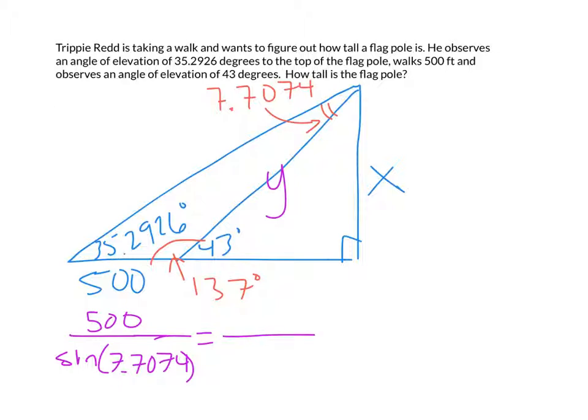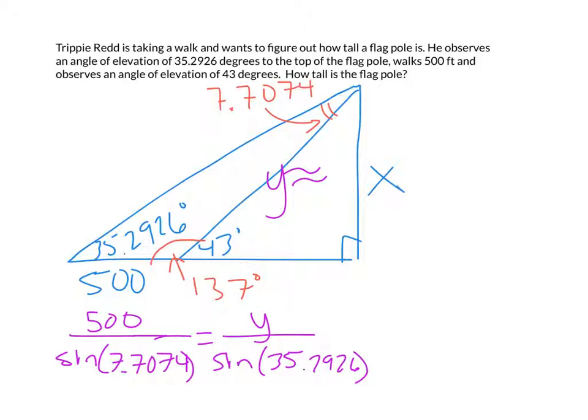I really appreciate it. So that's my y, and I'd have the sine of 35.2926. So when I calculate this, I'm going to go sine of 35.2926. I'll multiply that by the 500. And I get 316.64 something. And then I would divide that by the sine of 7.7074. And I end up with 2,360.976857.